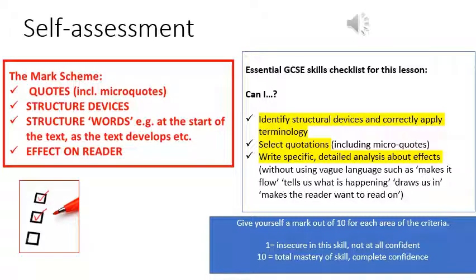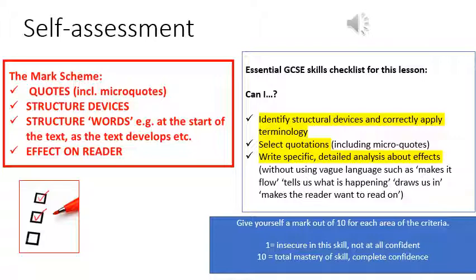Your effect on the reader, and again, making sure that those are as specific as possible, they're not vague, like making the reader want to read on. Comments like that will probably get you 2 out of 8. So you really need to be as specific as you can. Use appropriate and sophisticated adjectives to describe the emotions that are evoked. Label those with an E. And your quotations, your micro quotes, you need to label those with a Q. Remember, do not identify the word type.